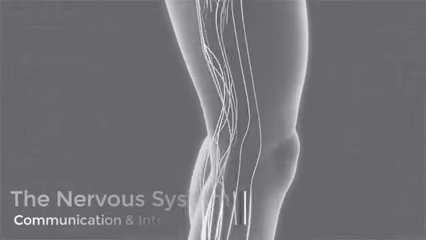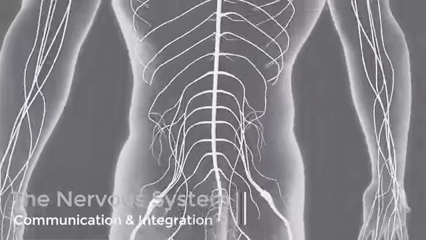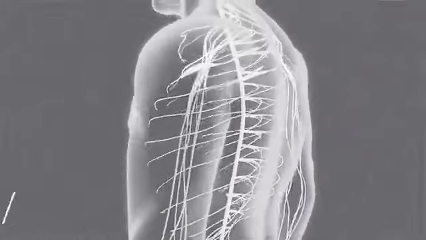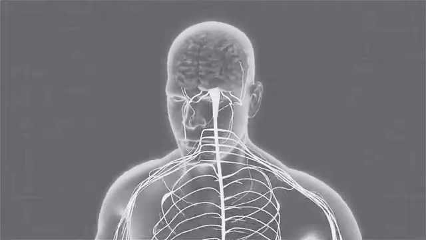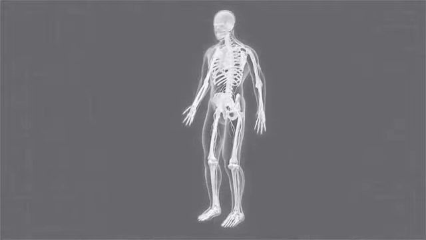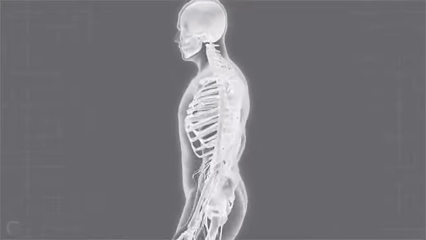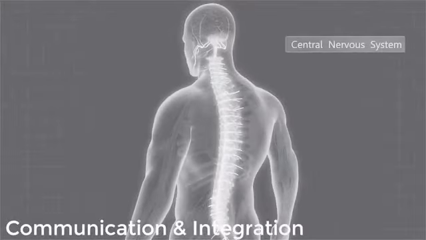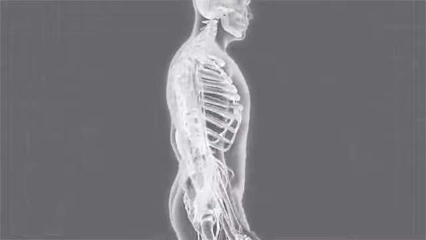The nervous system allows for fast, specific communication between the body and the brain. Both conscious and unconscious sensory information is gathered about the state of our external and internal environments. This information is gathered by sensory receptor cells and sent to the central nervous system for processing. The central nervous system includes the brain and the spinal cord.